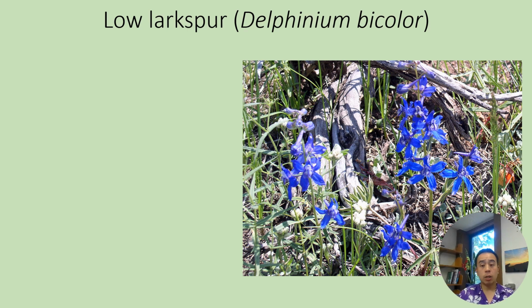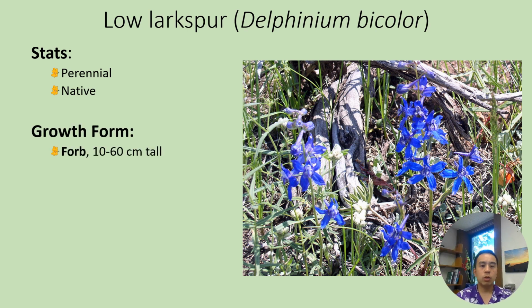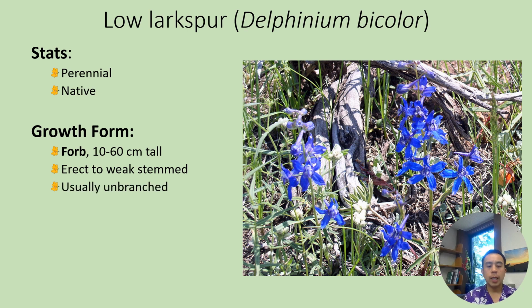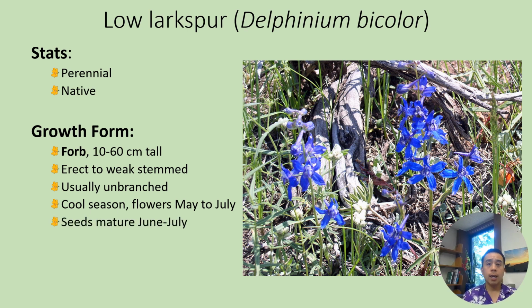So Delphinium bicolor, or low larkspur, is a perennial native plant. And in terms of its growth, it's a forb that grows anywhere from 10 to 60 centimeters tall on average, and generally grows erect but can sometimes be weak stemmed, so it can be a little less rigid and a little more droopy in terms of its stem. It's usually unbranched, so it usually comes up from a central branch or stalk. And it's a cool season plant that flowers from May to July, and the seeds often mature from June to July. And it reproduces primarily from seeds.